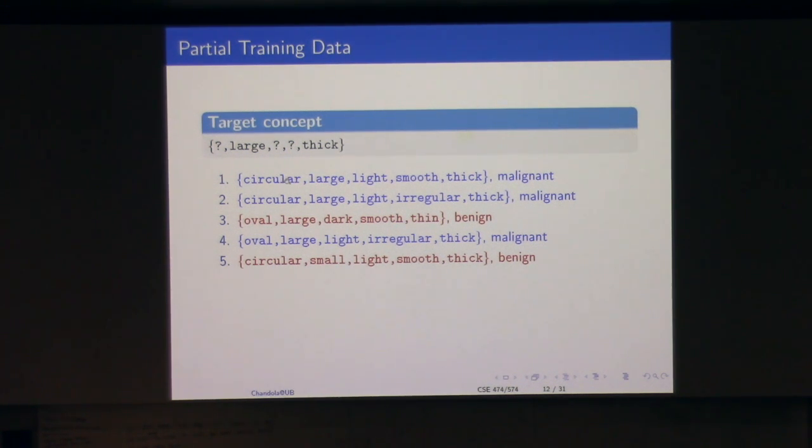So in the beginning, your hypothesis would be empty, right? Then you get this as your first training example. This is malignant, so you're going to replace your hypothesis with this. In the second case, you will do a pairwise AND, so it will remove something. In fact, let me try to do that here. Document camera.